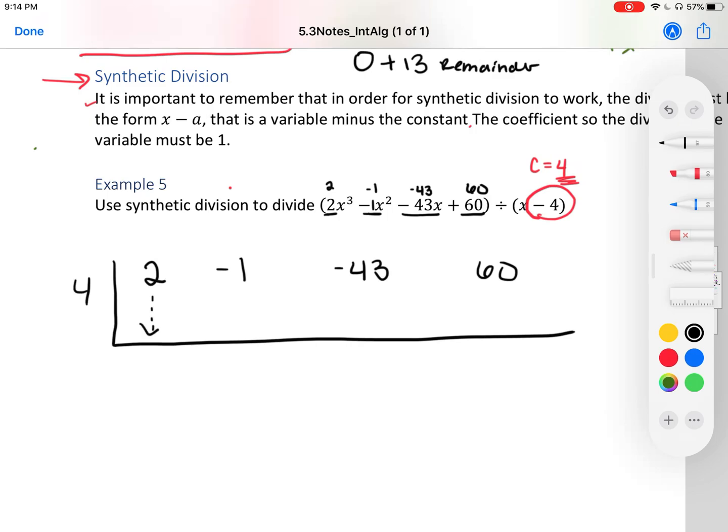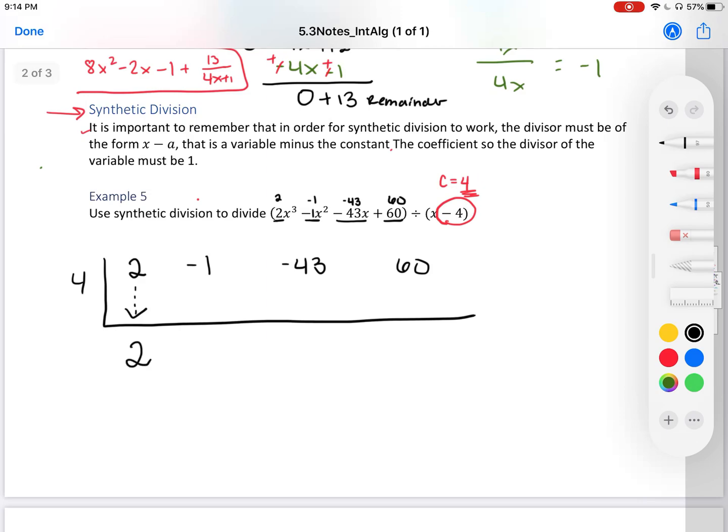Okay, to begin, your first step is to bring down your number. So we have 2. And from there, you're going to multiply and add. So we're going to multiply 4 times 2, you get 8. And then we add them. Negative 1 plus 8 is 7. Okay, now I want to multiply 4 and 7. 4 times 7 is 28. Then we add them. Negative 43 plus 28, that gives us negative 15.